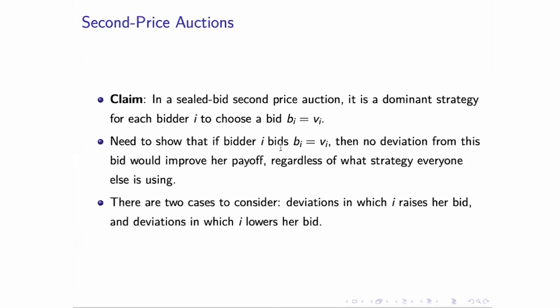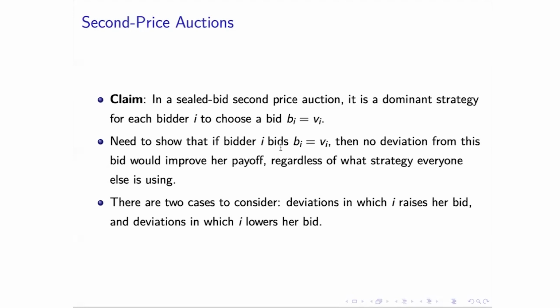Okay. So what is the claim now? Now that we have discussed the game a bit more formally, the claim is the following: in a sealed bid second price auction, it is a dominant strategy for each bidder to bid Bi equal to Vi. A dominant strategy means that no matter what everybody else is doing, their best strategy is to bid their true valuation. This is what this result is saying.